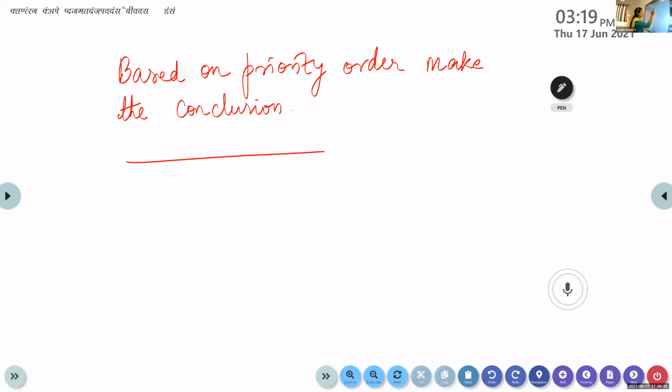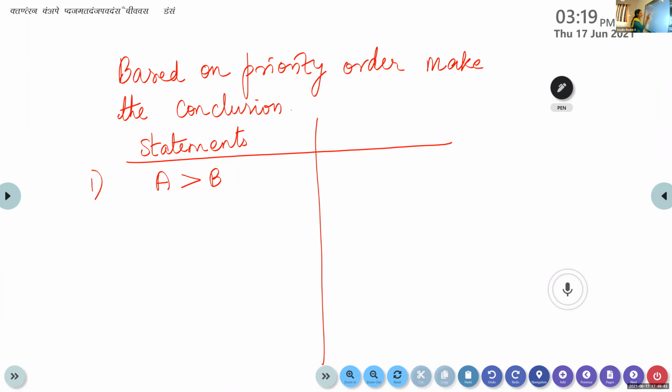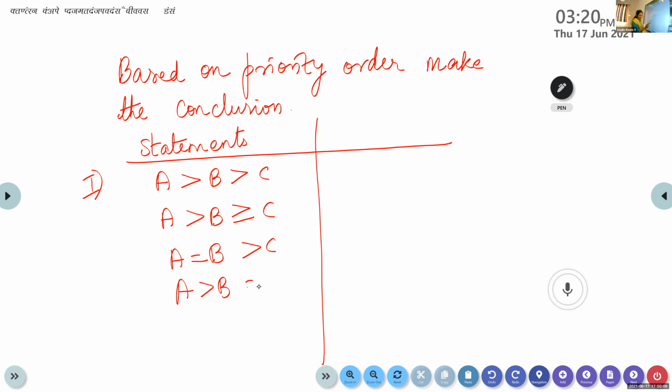So I'm dividing it into two columns. Statements. Some set of statements will be given. Based on this set of statements, what is the conclusion you will have? Suppose I'm giving A greater than B greater than C. This is the first set. Now listen, children. Afterwards, you can write A greater than B greater than C. A greater than B greater than or equal to C. A equal to B greater than C. A greater than B equal to C.